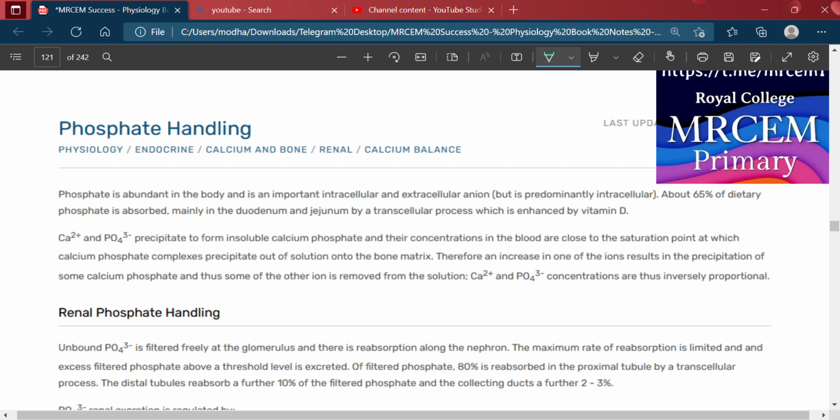Okay, so we will discuss the phosphate handling. Phosphate is abundant in the body and is an important intracellular and extracellular ion, but is predominantly intracellular. About 65% of the dietary phosphate is absorbed mainly in the duodenum and jejunum by a transcellular process which is enhanced by vitamin D.